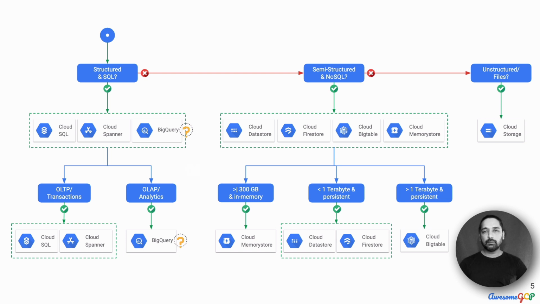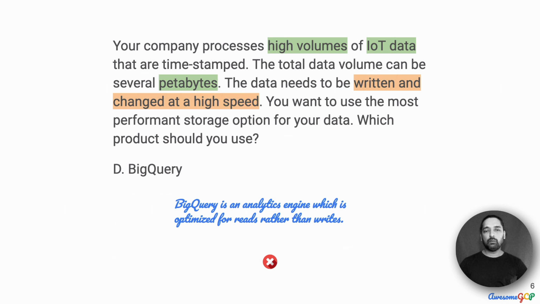But more than that, BigQuery is not optimized for write operations. BigQuery is a very large scale, very powerful analytics or online analytics processing engine, which allows you to do reads at very high speed, but then your writes will not be that performant. So looking at this option now, we can eliminate BigQuery because it does not suit the requirement that we should be able to write and change data at very high speed.